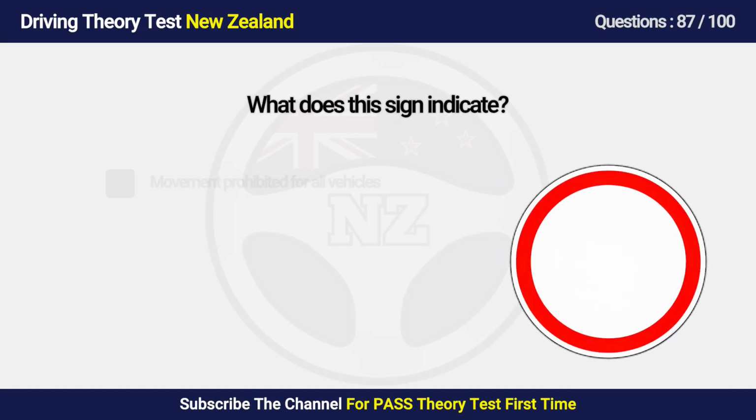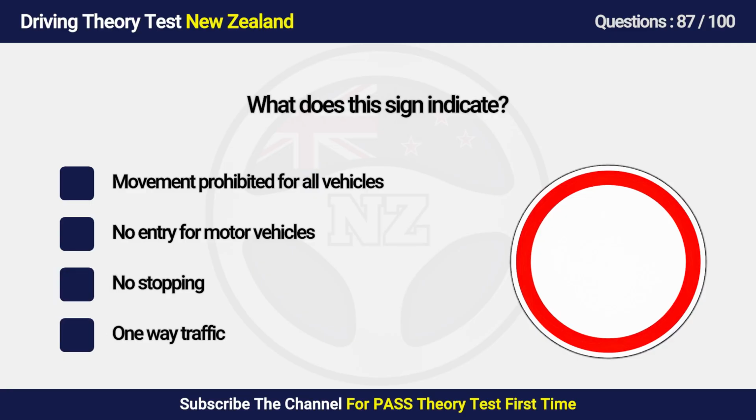Question 87. What does this sign indicate? A. Movement prohibited for all vehicles. B. No entry for motor vehicles. C. No stopping. D. One-way traffic.